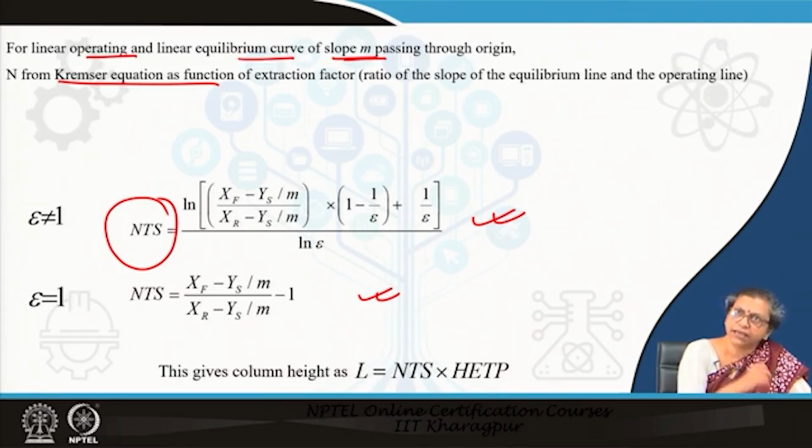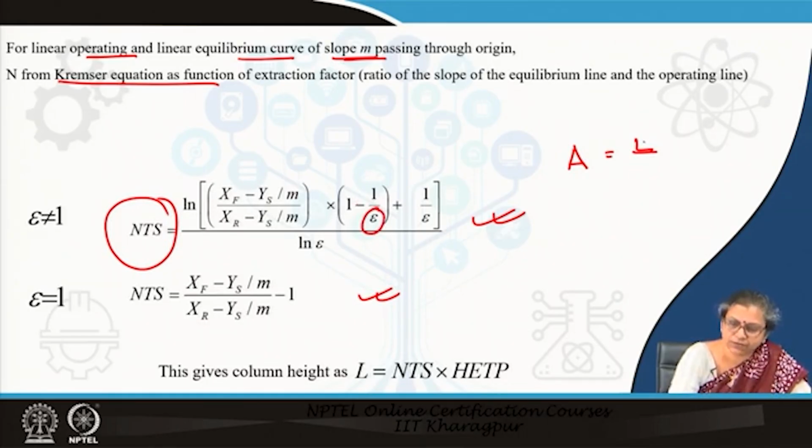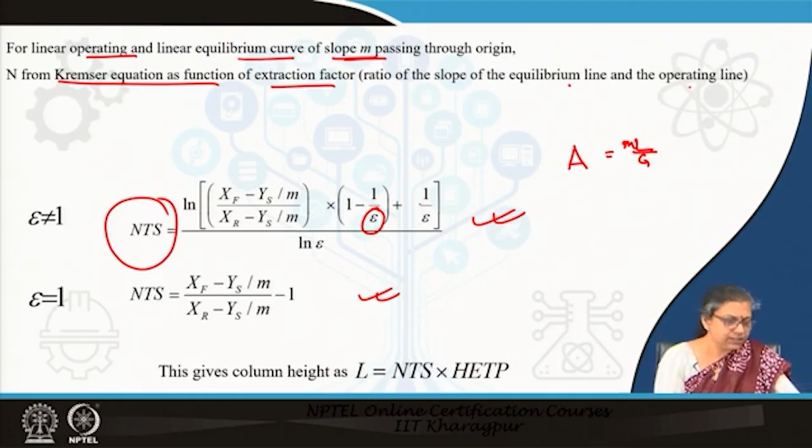The only thing is, in absorption you had used the absorption factor, which was equal to L by mG, and in this particular case it is the extraction factor, which equals mL by G. In this particular case it is the slope of the equilibrium line and the operating line, we call it the extraction factor, and there it was called the absorption factor. Otherwise, the expression is completely the same.